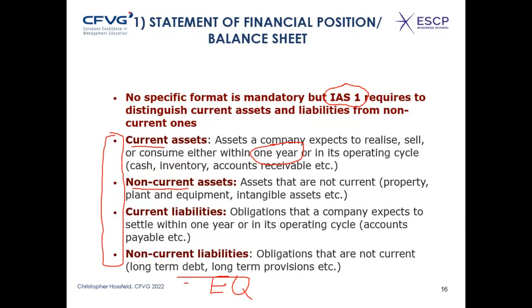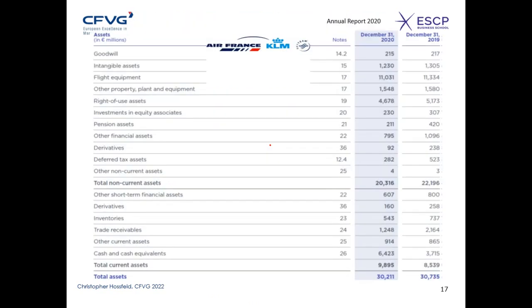So 1 year would be in the current section of the balance sheet, and the remainder of the loan would be in the non-current section. So that's also possible, and every year, obviously, I would need to adjust the numbers as we move on in our loan situation. Okay, so let's have a look here at the balance sheet of Air France as it is shown in the annual report that you have also.